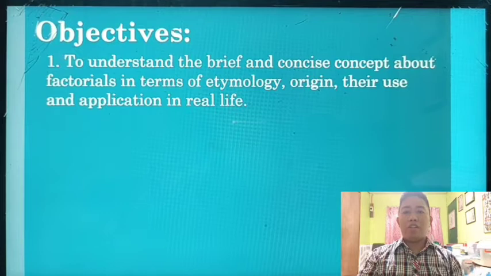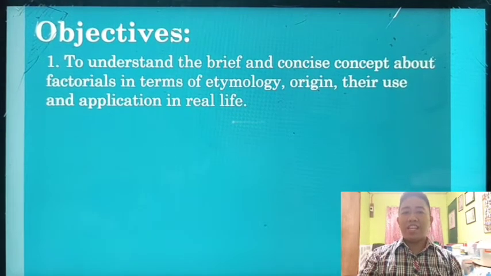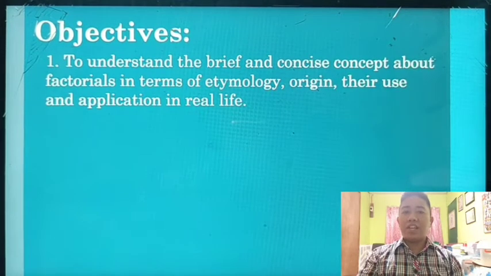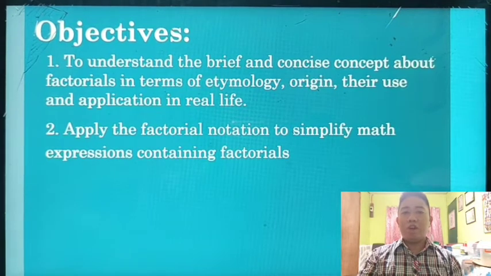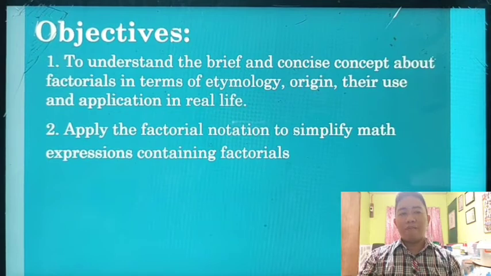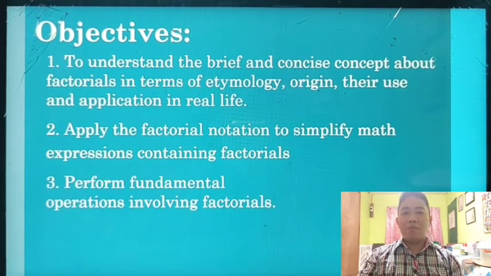First, you will understand the brief and concise concept of factorials in terms of etymology, origin, their use and application in real life. Next, you will apply the factorial notation to simplify mathematical expressions containing factorials. And lastly, you will perform fundamental operations which involve factorials.